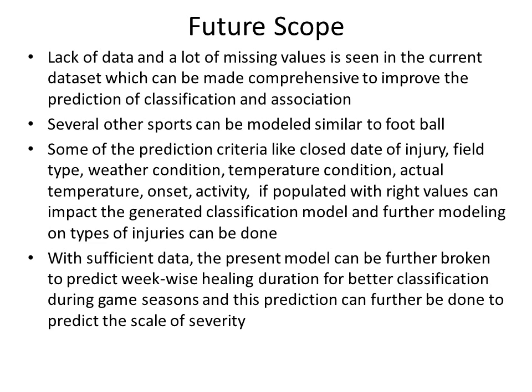Some of the variables can be used as prediction criteria like close date of injury, field type, weather condition, temperature condition, the actual temperature, onset and activity. If they are populated with right values, they can impact the generated classification, and furthermore, modeling can be done to predict the injury itself.